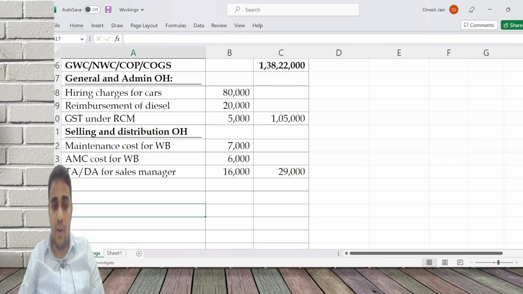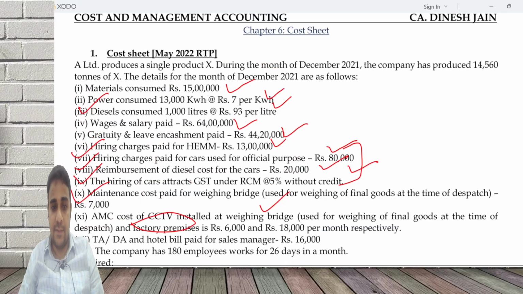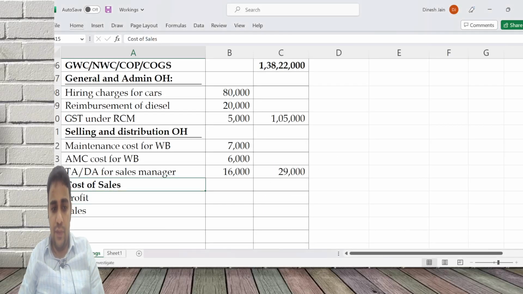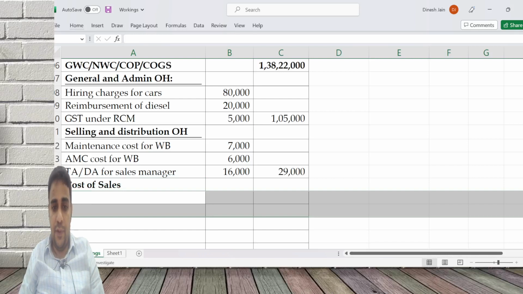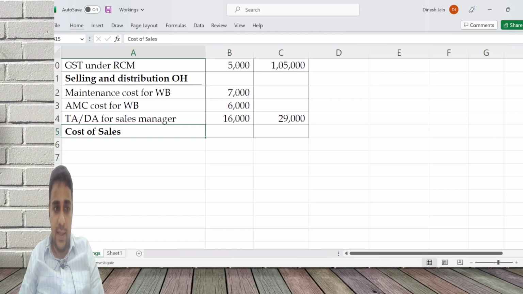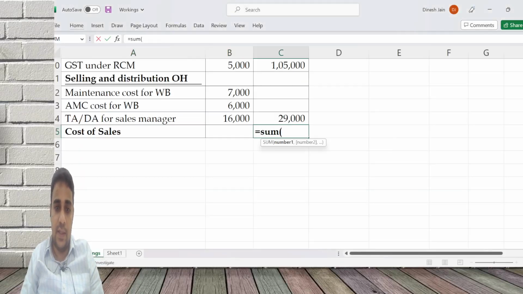All put together, you will get cost of sales, profit, and sales. I think sales data is not there in the question. So we may have to end with cost of sales. Let me just check it again. I think sales information is not there. Material consumed, power, diesel, wages, gratuity, hiring charges, reimbursement, maintenance cost, TA. So nothing is there. So cost of sales, I think we'll end here.